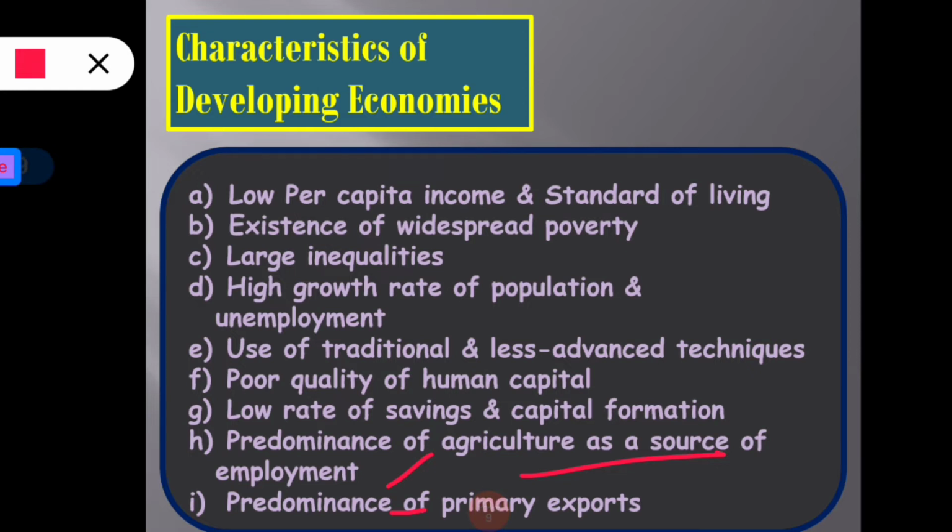or goods are going abroad for selling purposes. So income from abroad is very low because primary goods or agricultural goods are exported. So now move on to the next slide.